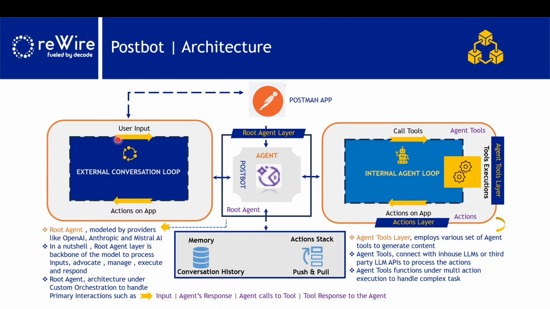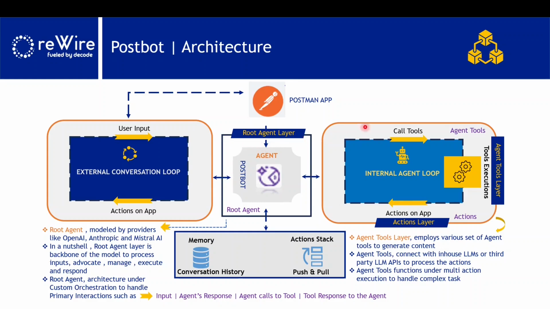It simply has to take the input from the Postman app where the user gives the input. That will be fed to the Postbot, and then it will be processed. Once the process is completed, the actions on the app will go back to the Postman app as a response. That's about the external conversation loop. Now in between, this is the Postbot.